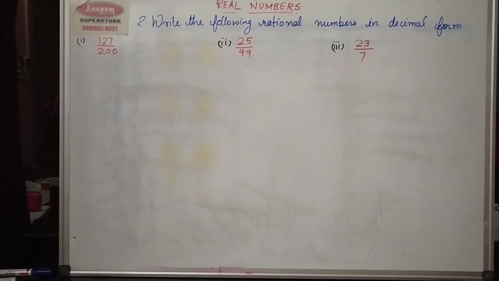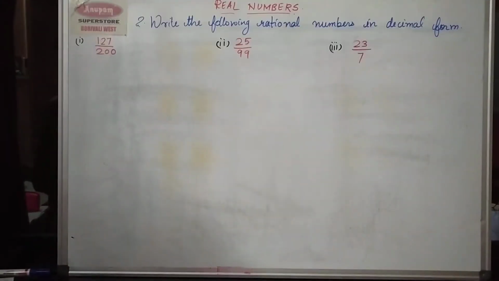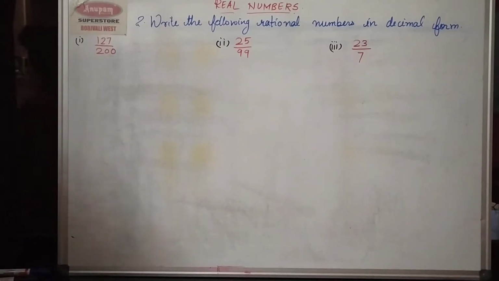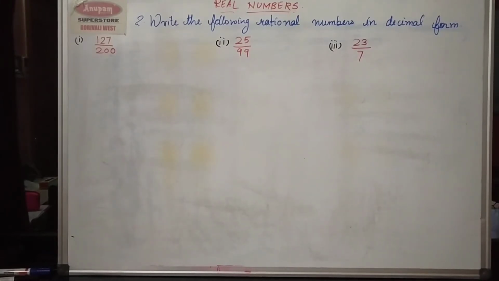The topic for today is conversion of rational numbers in decimal form. So today we are going to learn how to convert a rational number into a decimal form. And to learn this, we just have to divide the given fraction. So since 127 has been divided by 200, I'll just write it in the form of division.